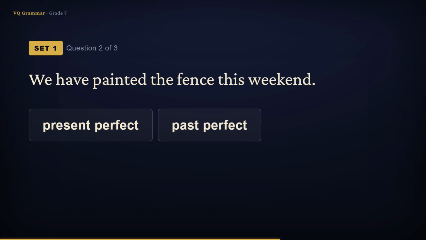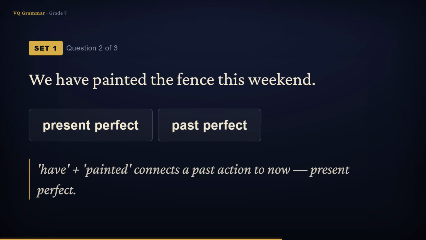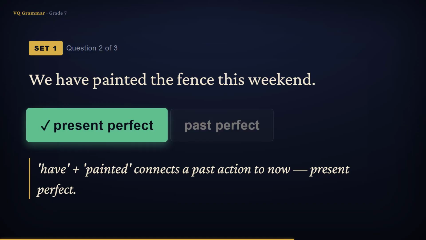We have painted the fence this weekend. The helper is have, paired with the participle painted. It links something done to the present, this very weekend. A form of have plus a participle is the present perfect. So the answer is present perfect.